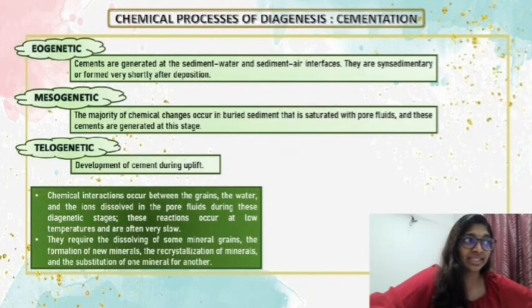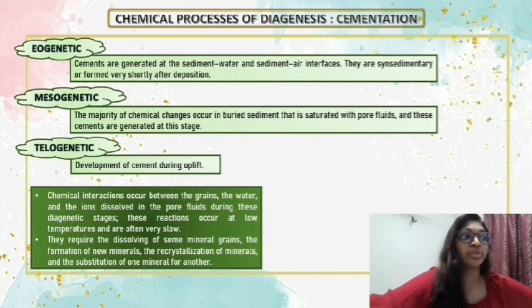Chemical processes of diagenesis, cementation. Eogenetic: cements are generated at the sediment-water and sediment-air interfaces. They are syn-sedimentary, or formed very shortly after deposition. Mesogenetic: the majority of chemical changes occur in buried sediment that is saturated with pore fluids, and these cements are generated at this stage. Telogenetic: development of cement during uplift.